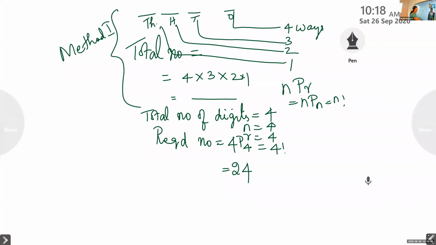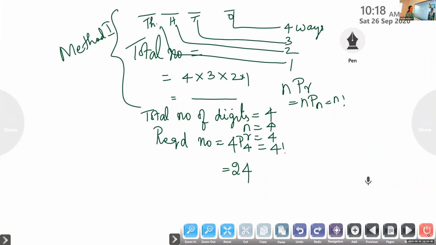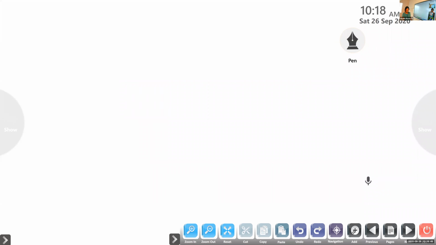Write the next one. How many 4-digit numbers can be formed using the digits 1 to 9 if repetition of digits is not allowed? Using the digits 1 to 9, if repetition of digits is not allowed.